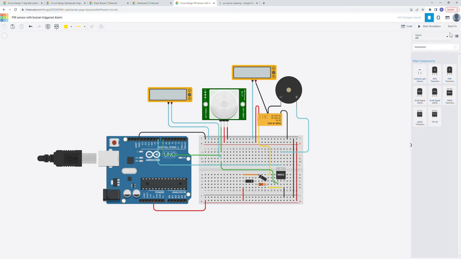Hello everyone. So in this video I'll show the circuit, the design that interacts with the PIR sensor, which is a passive infrared sensor, triggering an alarm via a buzzer, a piezo buzzer.